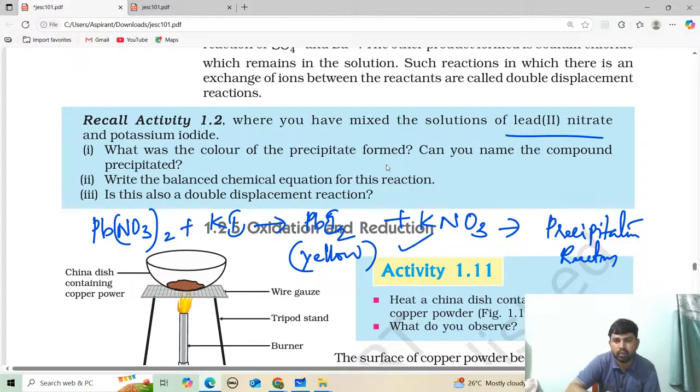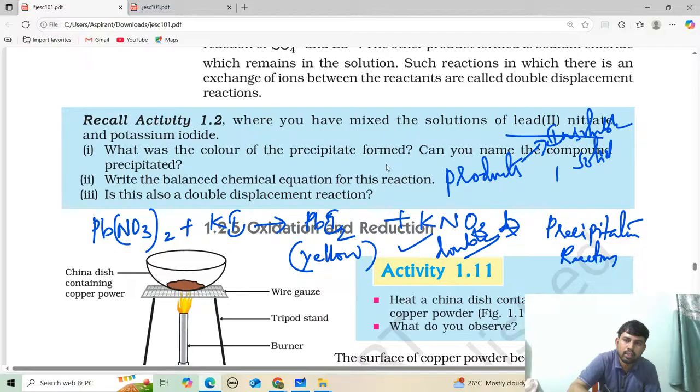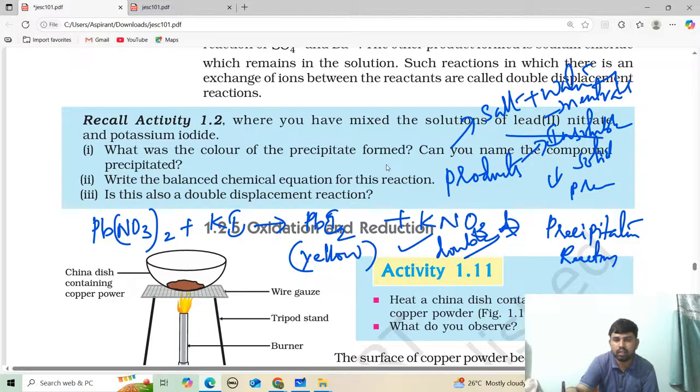So under double displacement reaction, again it is based on the products. Suppose the product is an insoluble solid, then it is called a precipitation reaction. Suppose the products are salt and water, what is it called? Salt and water is called a neutralization reaction. Okay, just remember. Now we can see the next questions.